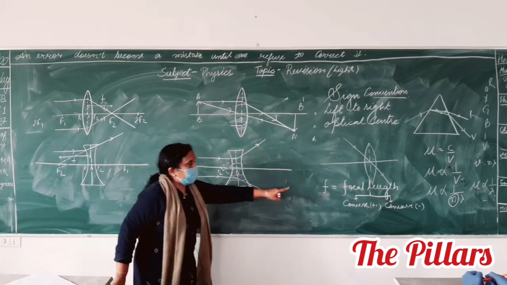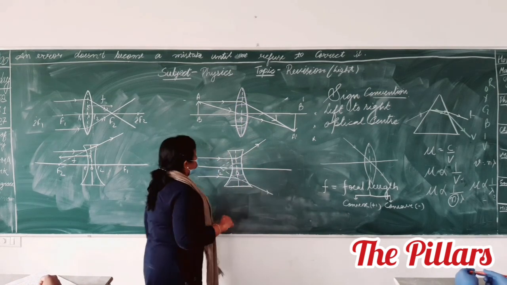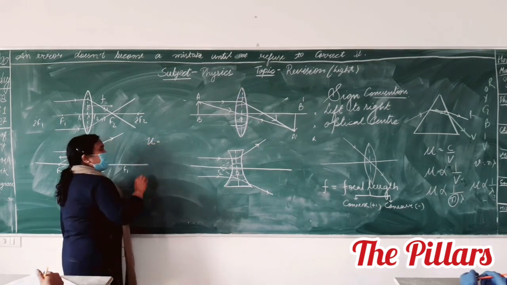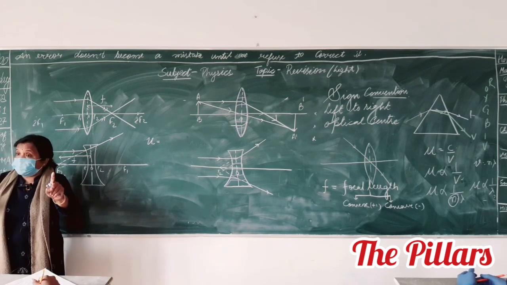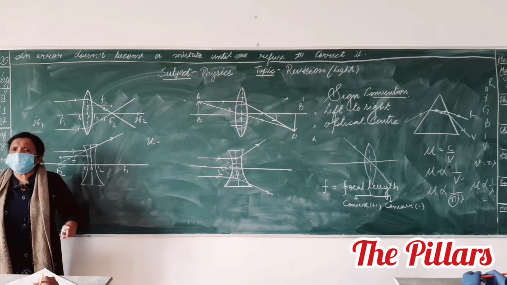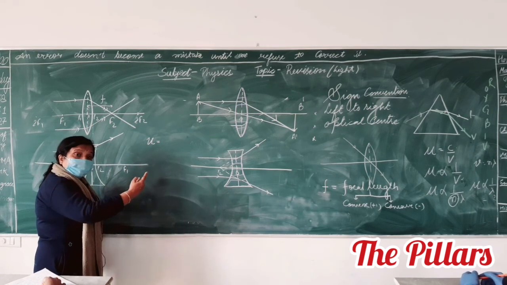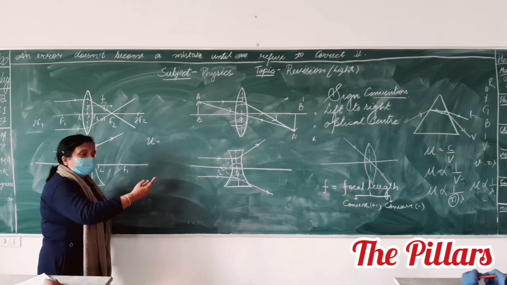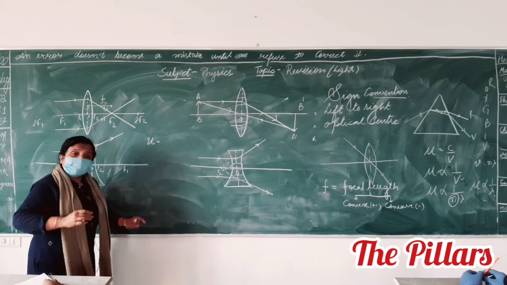So this F represents what, children? Focal length. Look here please. Aditya, please pay attention here. U stands for what? I want an answer together. U stands for what? Object distance. What is the meaning of object distance? Distance of the object from the lens. From the lens, or when I say lens it means from optical center.